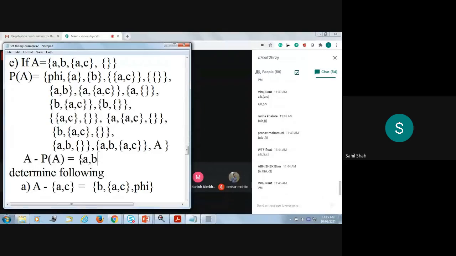Next, I will have B. Next, I will have A comma C. So this will be my answer. Now I want okay replies from all of you, certainly, whether my answer is correct or incorrect, and wherever you require a justification. I have given you the answer. Only the phi will not come. Otherwise, everything other than phi will come. This is the answer, A minus P of A. Just think over it. Let me know whether it is clear at your end.